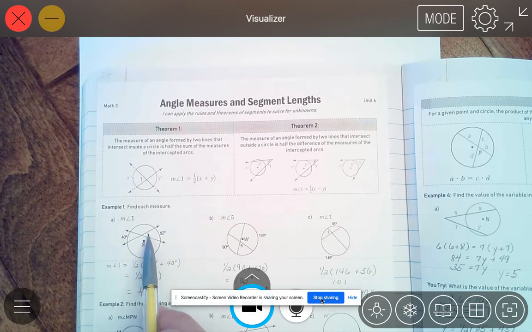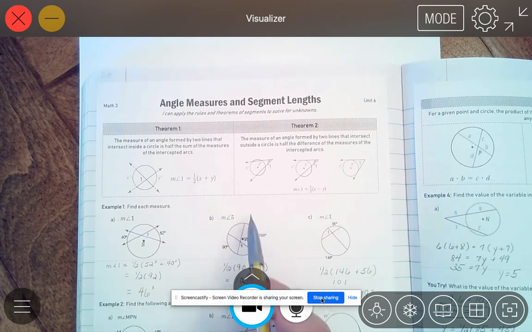Well, I can see that it intersects inside this circle. It forms two lines. One of them is 52 degrees. One of them is 40 degrees. So my first theorem says that I can add up 52 and 40, which is 92, take half of that and get the measure of this angle that's inside here. So when I do that, I get that the measure of angle 1 is 46 degrees.